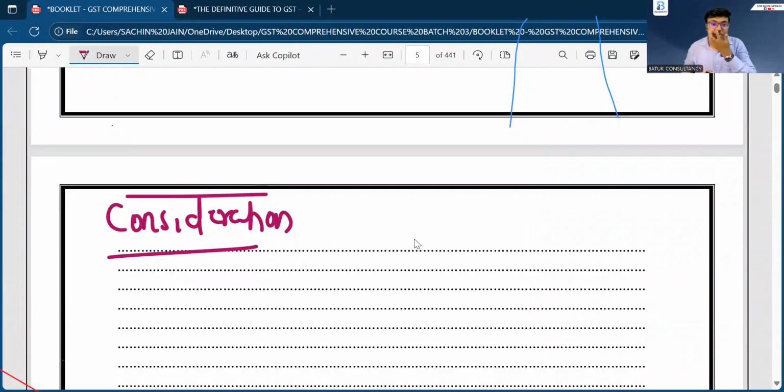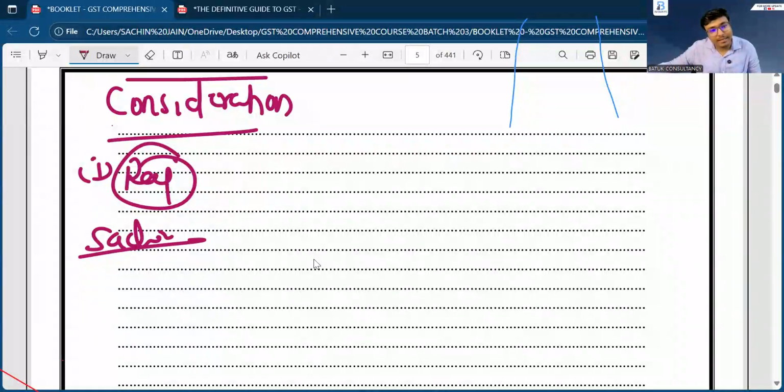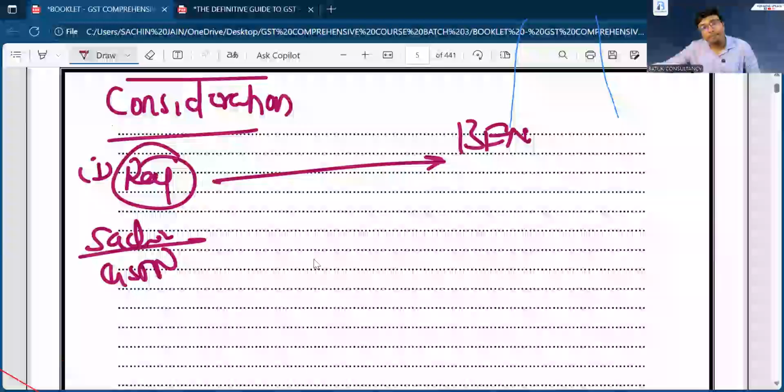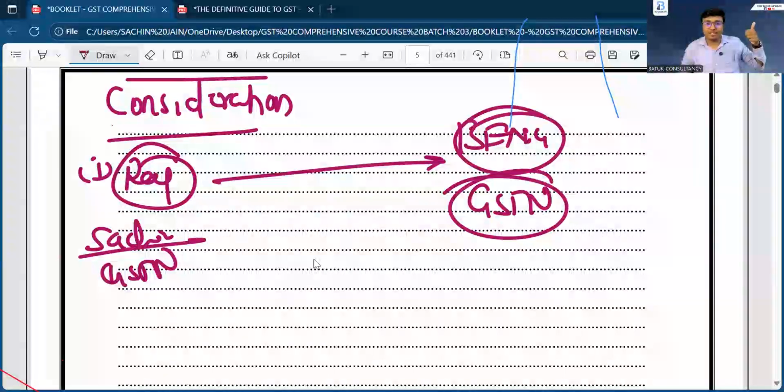In that case, government found that there may be chances... I am just giving you one example. Suppose Sachin is in Rajasthan, and Sachin has already taken the GSTN, and Sachin has one branch at Bengaluru, and at Bengaluru also Sachin has GSTN. So Sachin has one office at Rajasthan, another branch at Bengaluru. Now Sachin wants to send some goods to Bengaluru. Suppose Sachin is going to make a sale.